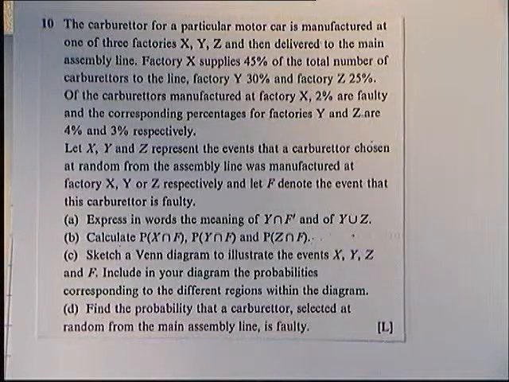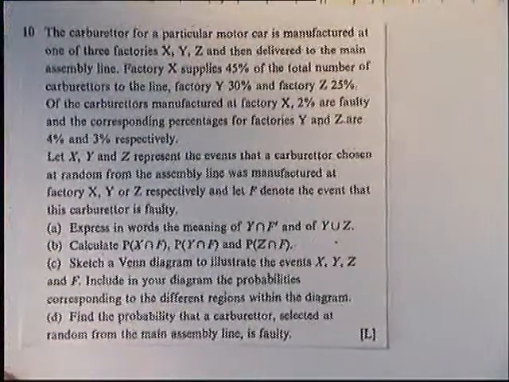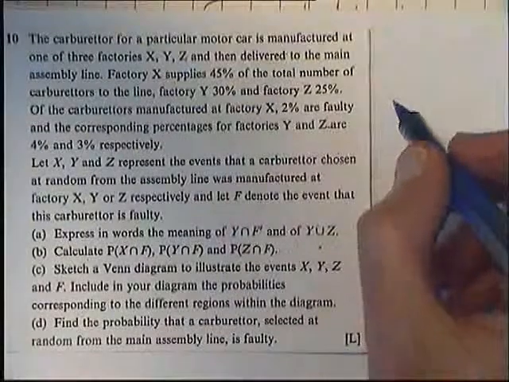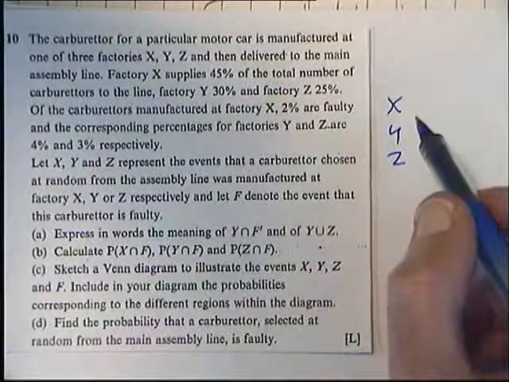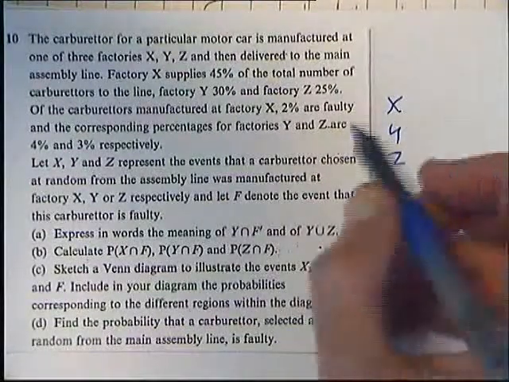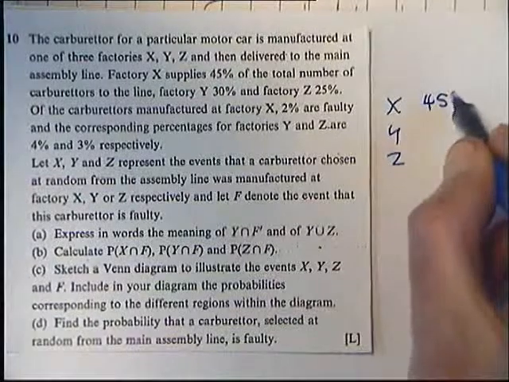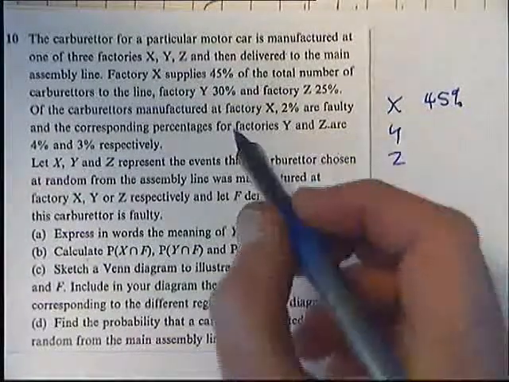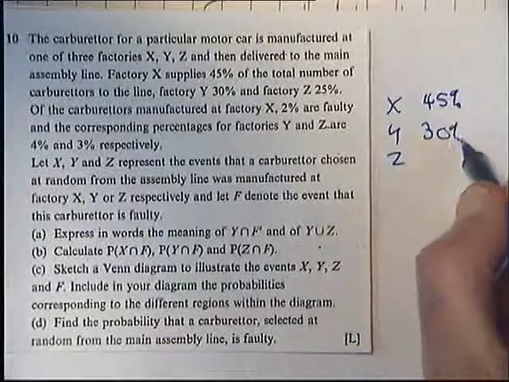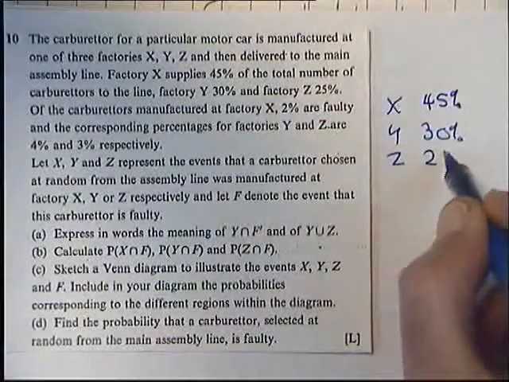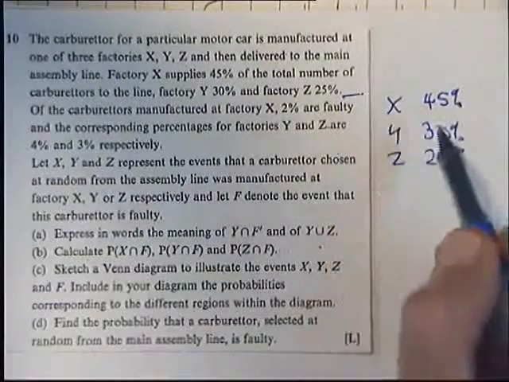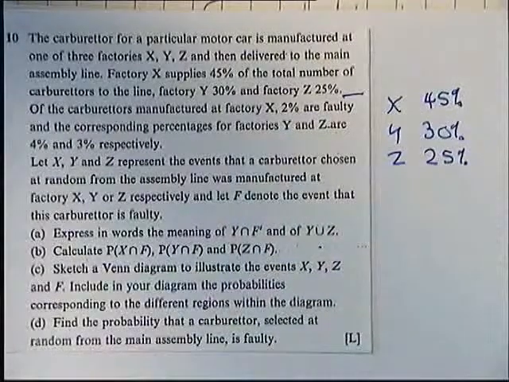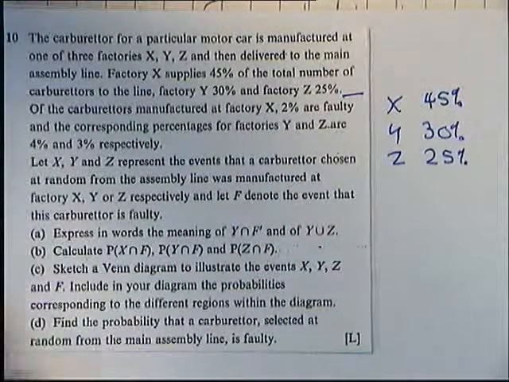The carburettor for a particular motor car is manufactured at one of three factories, X, Y and Z, and then delivered to the main assembly line. Factory X supplies 45%, Factory Y supplies 30%, and Factory Z 25%. So if I was doing this in the exam, I would now be writing down X, Y and Z, because they're important. I would summarise those 4 lines of text with that little bit of writing there. Makes it much clearer just to do it like that.